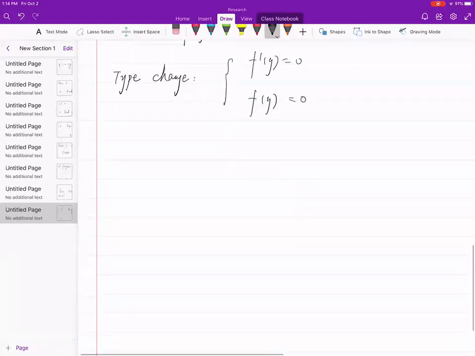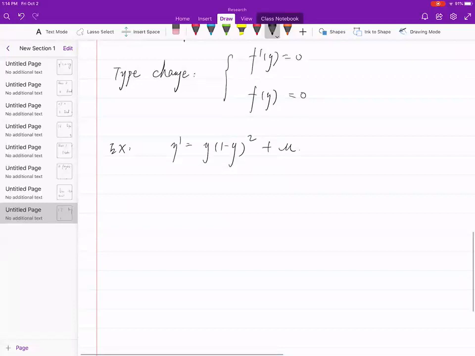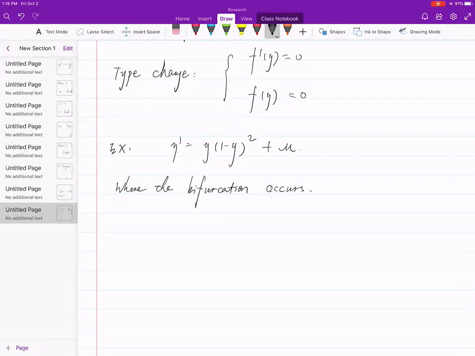So let's try this example: y prime equals y times (1 minus y squared) plus mu. Your job is to try to find the change, or just say where the bifurcation occurs.